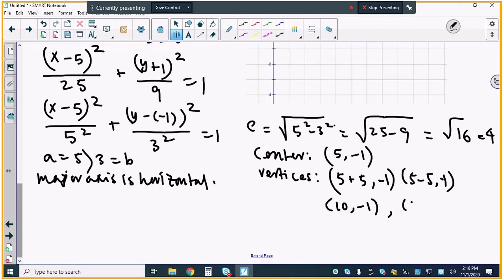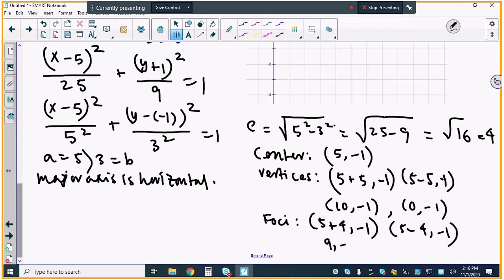Then foci, and this time you use c and you do h plus or minus c, comma k. So you do 5 plus 4, negative 1, and 5 minus 4, negative 1. So you get (9, -1) and (1, -1) as the two foci.